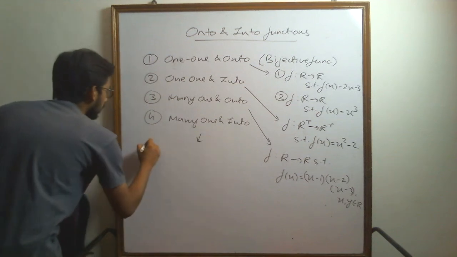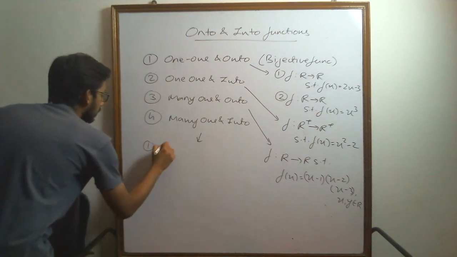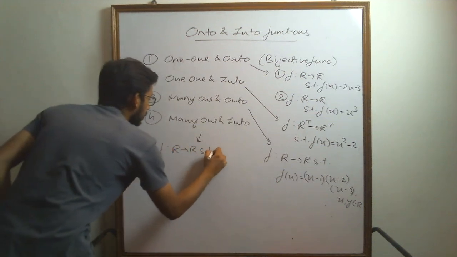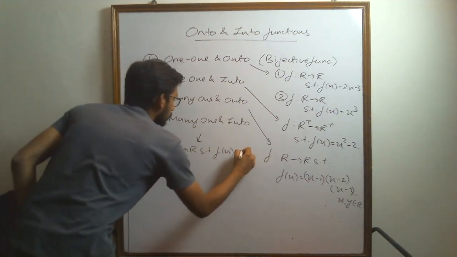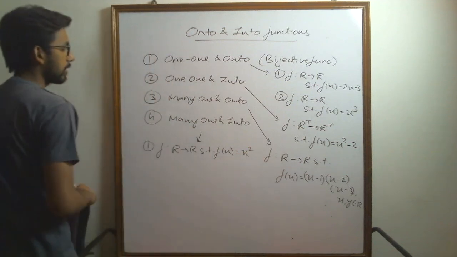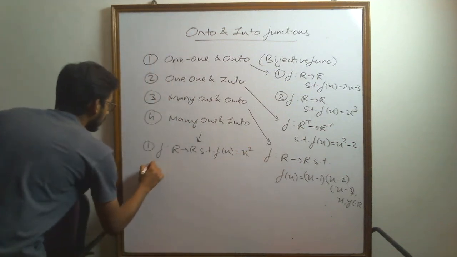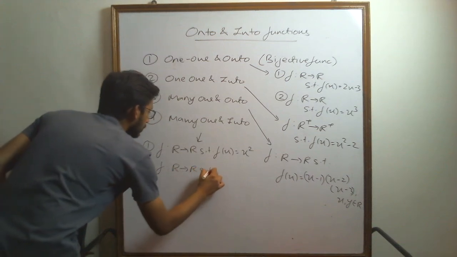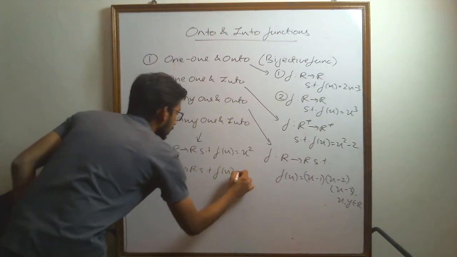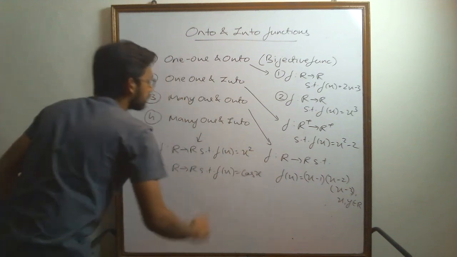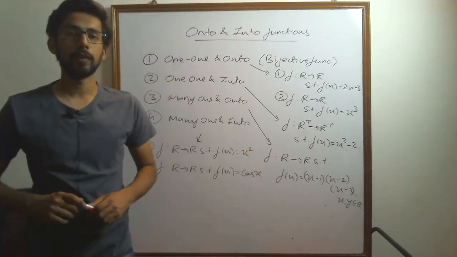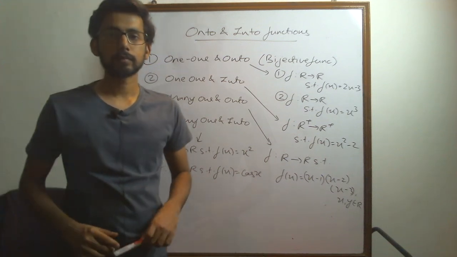Many-1 and into function, let us define a function f from set R to R such that f of x is equal to x square. This is an example of many-1 and into. Another example from set R to R such that f of x is equal to cos x. So these are the 4 types of functions that we get.